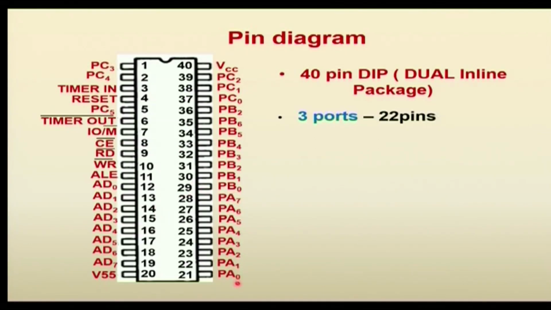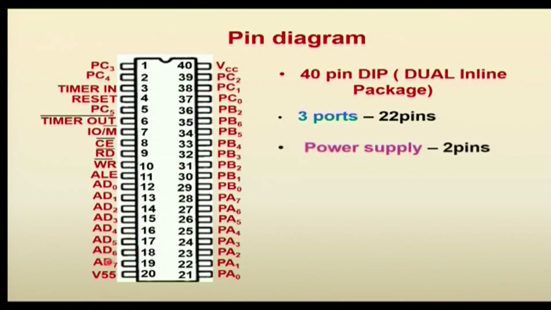In port A we have 8 signals, denoted as 0 to 7, and in port B we have 8 signals, denoted as 0 to 7. Then in port C only 6 signals are available: PC0, PC1, PC2, PC3, PC4 and PC5. So, totally 6 signals plus 8 and 8, 22 pins are available for the ports. These 3 ports can be used as either input or output. So, at a time we can use 22 input lines or 22 output lines.